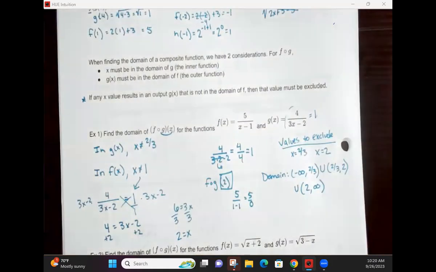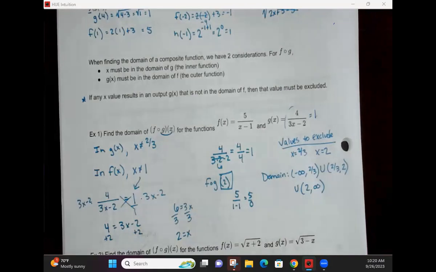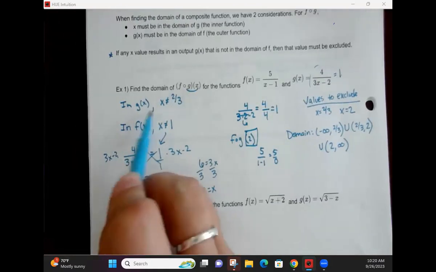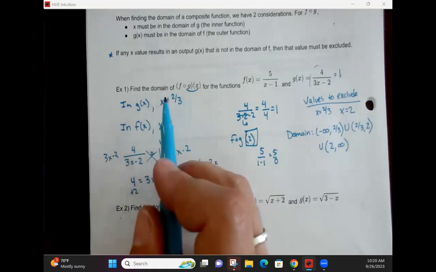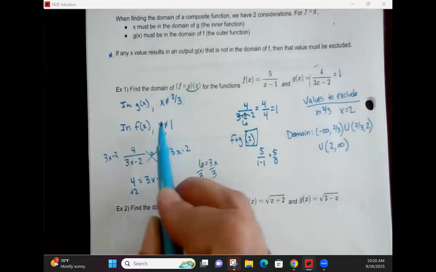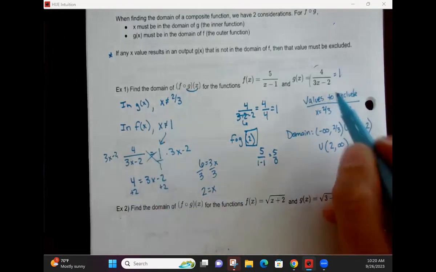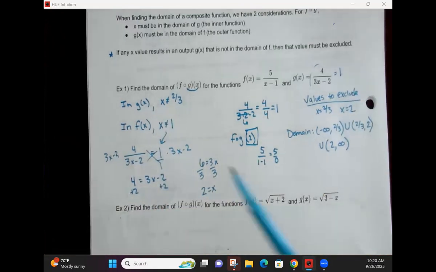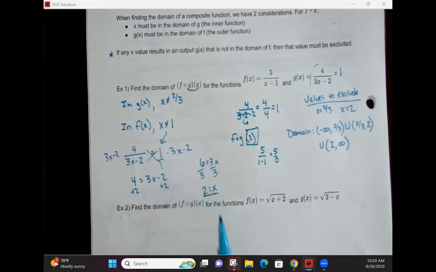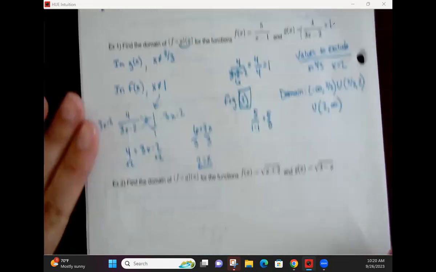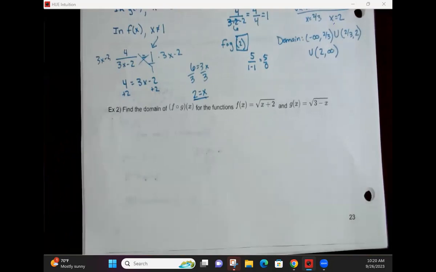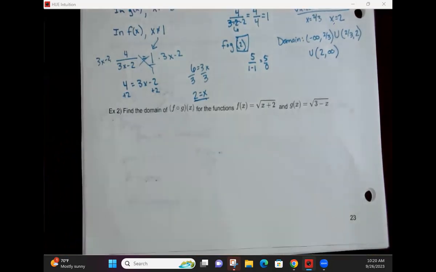So this is going to be our deal for today. For that inside function, we're going to see what values x cannot be. For the outside function, we're going to figure out what the output cannot be and work our way back to the input value we cannot have. Let's take a look at our next example. Still f of g of x. I think everything I gave you for today is f of g. Pretty sure f of g. Yeah, so all f of g's for today.